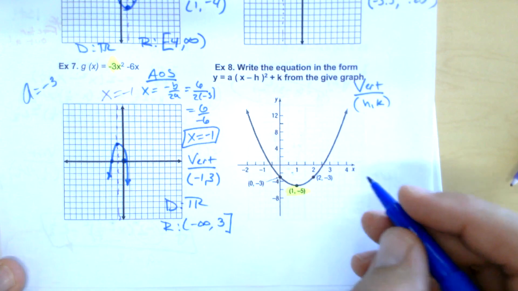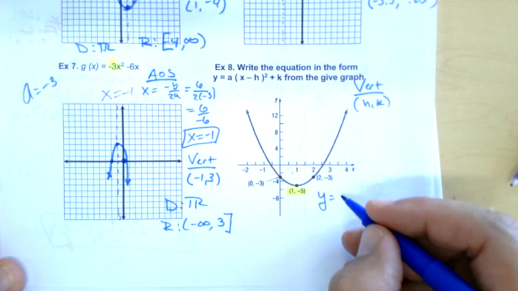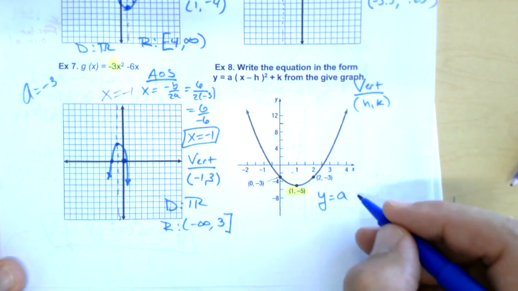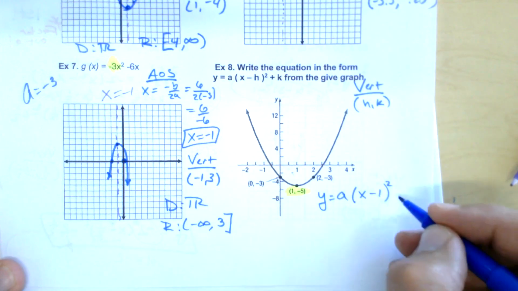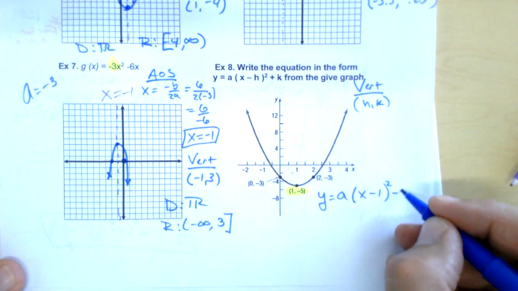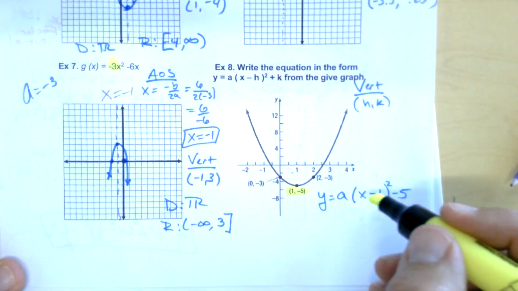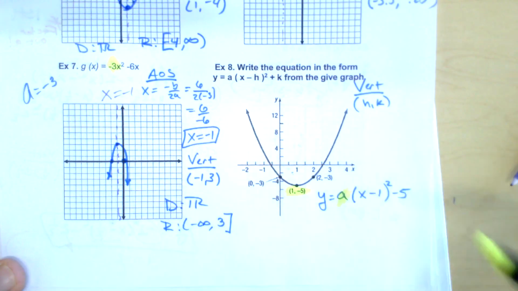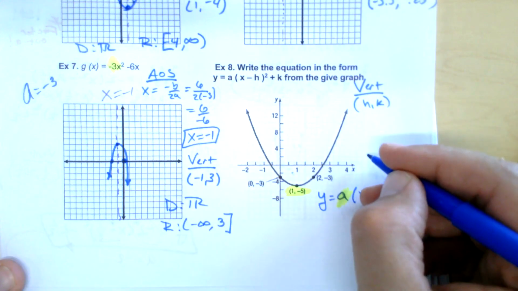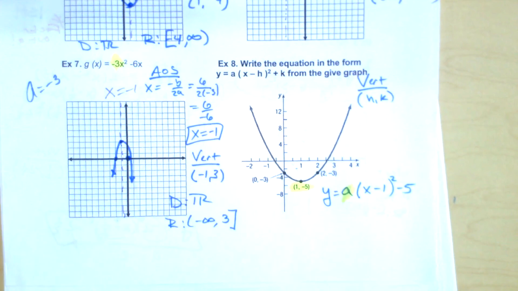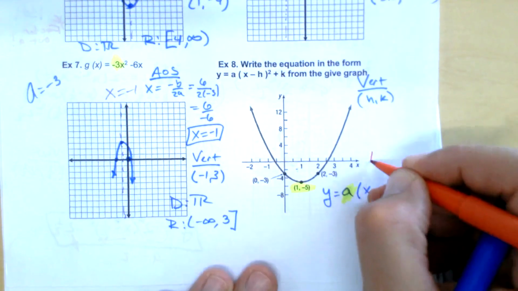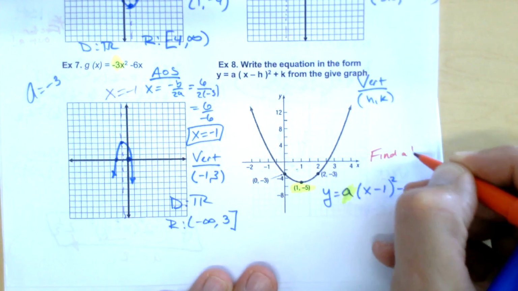So in terms of where we're at, I don't quite know a yet. I'll show you how to do that. I've got x minus h, so minus 1 squared, and then plus k, in our case, minus 5. So the first thing I do is I put in that so that I can find the A value. So that's where we're at now. We got to find A. Use a red marker here.